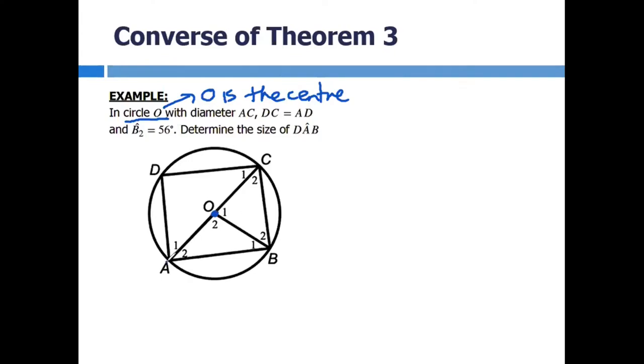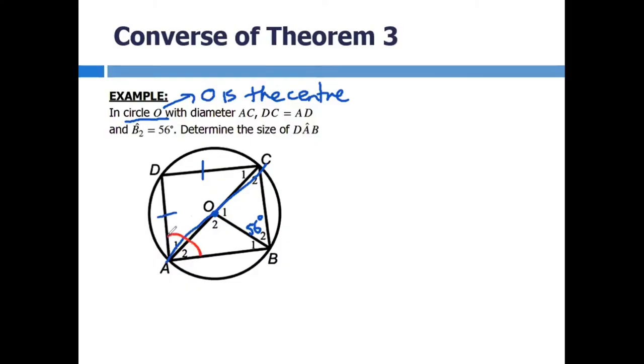With diameter AC, so they've given us the diameter AC. DC is equal to AD. Notice as I'm reading everything, I'm making sure it is clear on my diagram. B2 is 56 degrees. Determine the size of DAB.